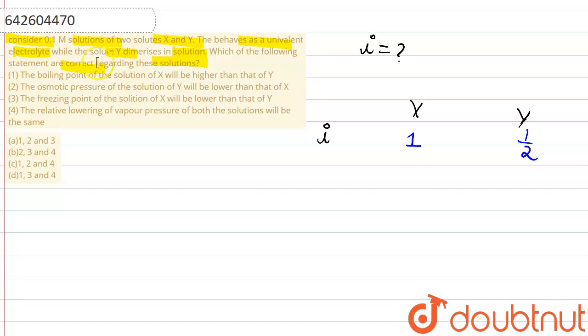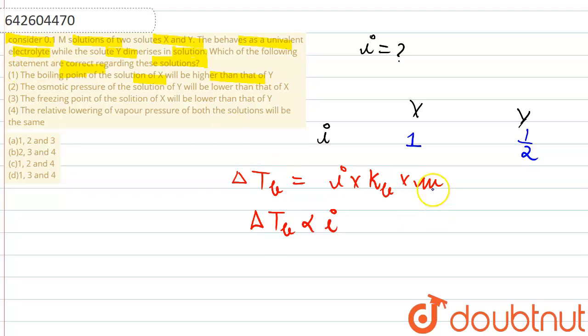The first statement is saying that the boiling point of the solution of X will be higher than that of the Y. So for this we need to see the relation of the boiling point with the Van't Hoff factor i. We know this relation, elevation in boiling point is Van't Hoff factor multiplied by the constant Kb multiplied by molality. So from here we can say elevation in boiling point is directly proportional to i. So we can see clearly that elevation in boiling point for X is more than the elevation in boiling point for the Y, right? So statement number 1 is correctly saying that the boiling point of solution X will be higher than that of the Y.